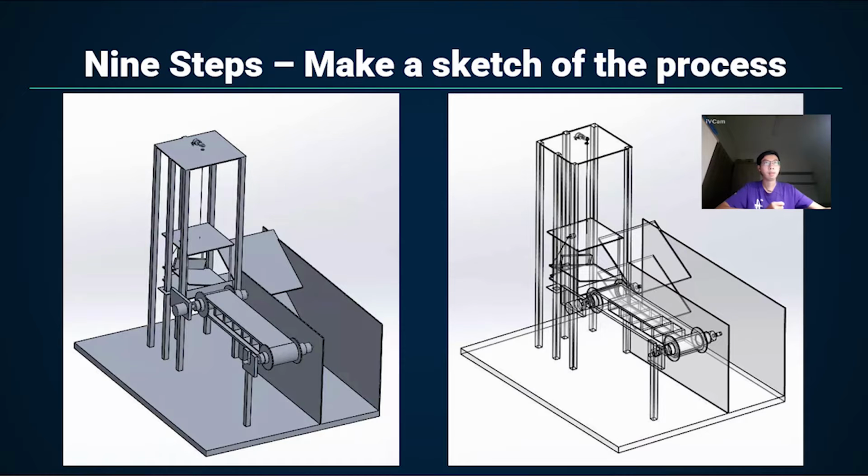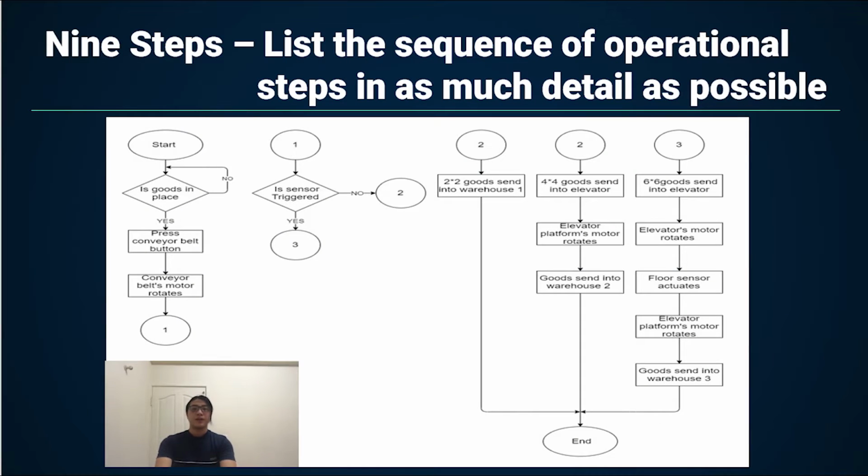Next step. Make a sketch of the process. This is our 3D view sketch. Next step. List the sequence of operation steps in as much detail as possible. This is the flowchart for the whole system.